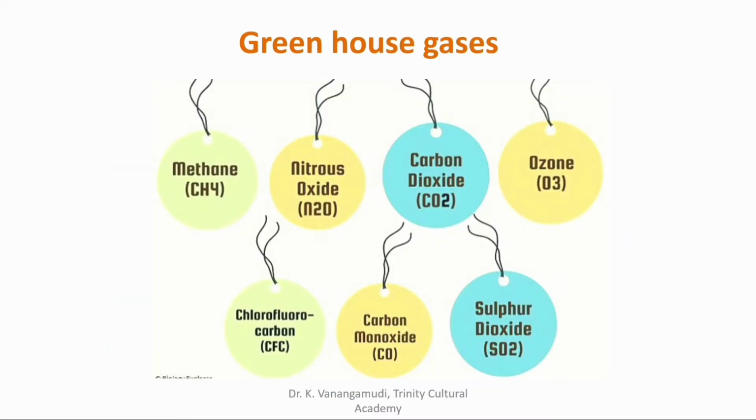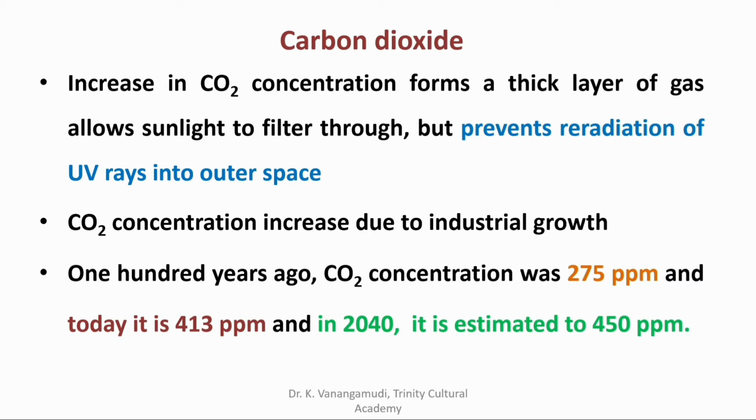Good friends, a question may arise: what are the greenhouse gases? The answer is methane CH4, nitrous oxide N2O, carbon dioxide CO2, ozone O3, chlorofluorocarbon CFC, carbon monoxide CO and sulfur dioxide SO2. Now we see the role of each gas one after another. Carbon dioxide concentration in the atmosphere forms a thick layer which allows sunlight to filter through but prevents re-radiation of ultraviolet rays out of the atmosphere.